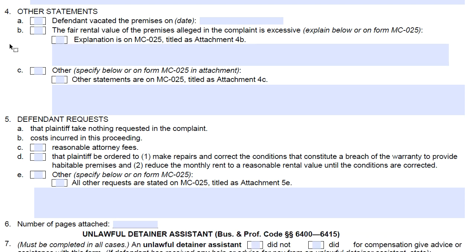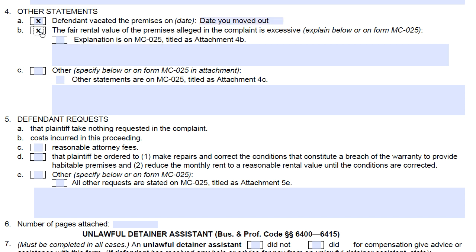Down to number 4 here. If you have left the premises, then mark that box and put on the date you moved out. That way the court will know that you've already left and that part of the issue is over. There are times when a landlord will claim a fair daily rental value of the property.